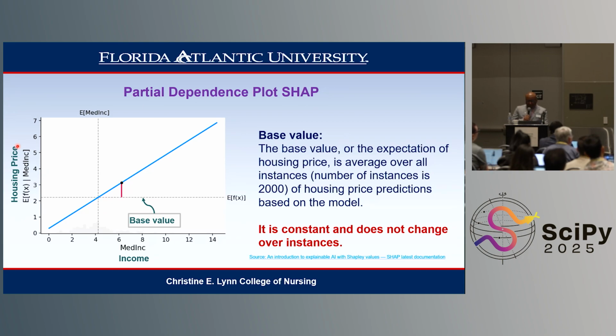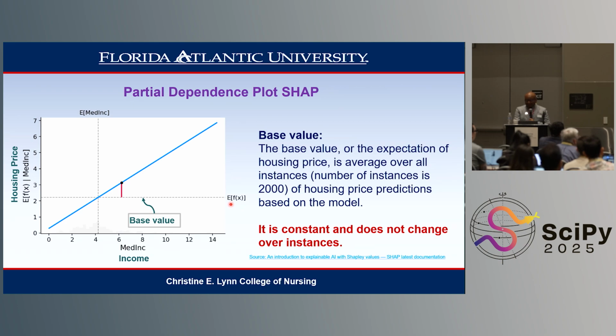And after that, SHAP has two values. One is the base value, another one is the SHAP value. The base value is the expectation of housing price, averaged over all instances. So this is the base value, the dotted line. The number of instances is 2,000 housing prices.